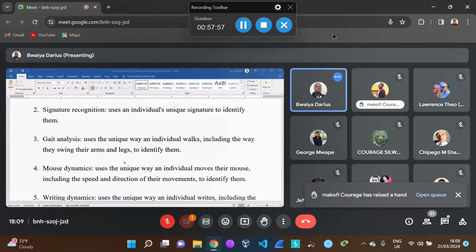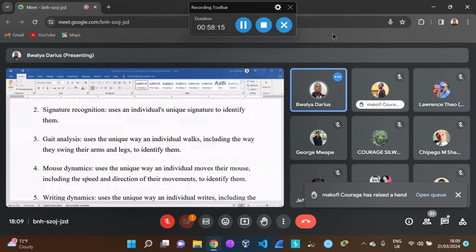So gait analysis looks at all that, how the arms and the legs move about, how the strides are made, for example, even when a person runs. So that might be used. Then there's also mouse dynamics.